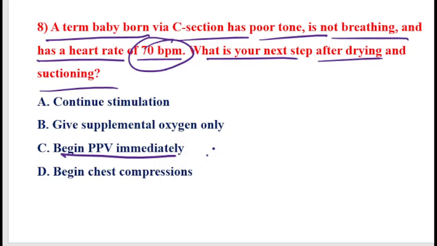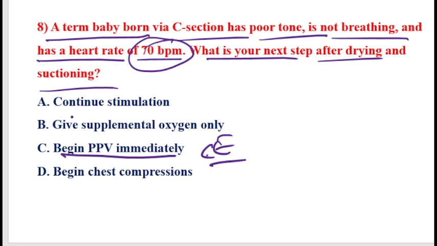And the C and E technique is used to hold the ambu bag and this ambu mask, just to lift the chin and hold the mask tightly over the nose and mouth of the baby. So we have to start with positive pressure ventilation.